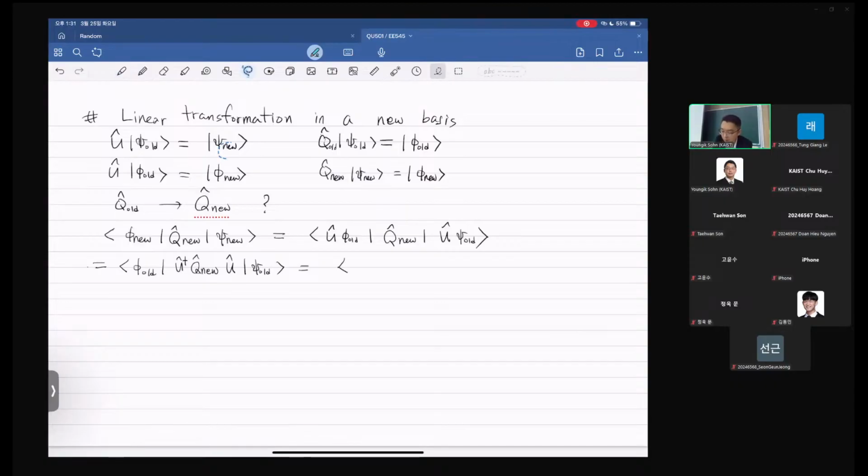I keep telling you this new and old just mean different representations, but actually they are the same thing. You just read it from a different coordinate system. The thing is the same. So if I do this, let me write this down: phi old, Q old, psi old. I can do it because whatever has a new label or old label, they are the same thing. Their inner product needs to be the same.